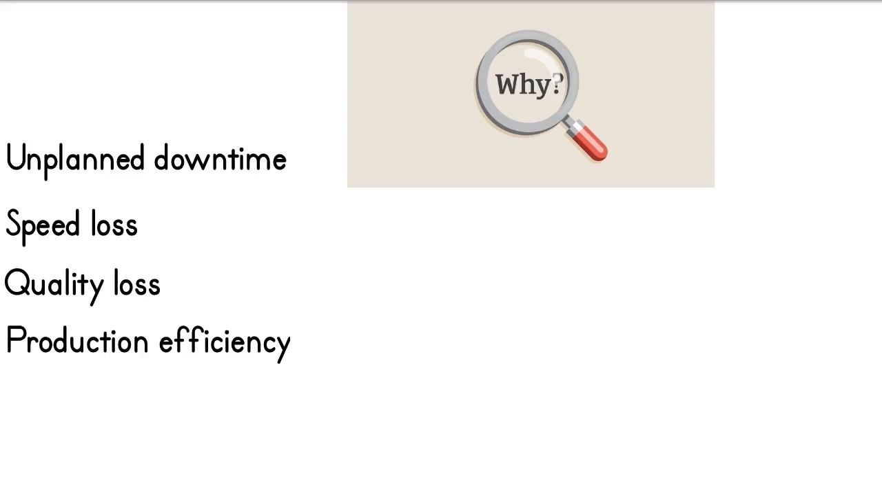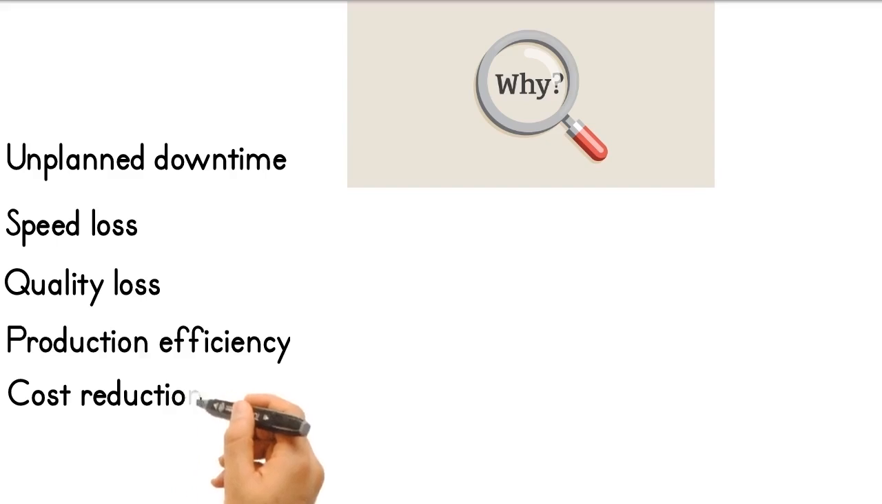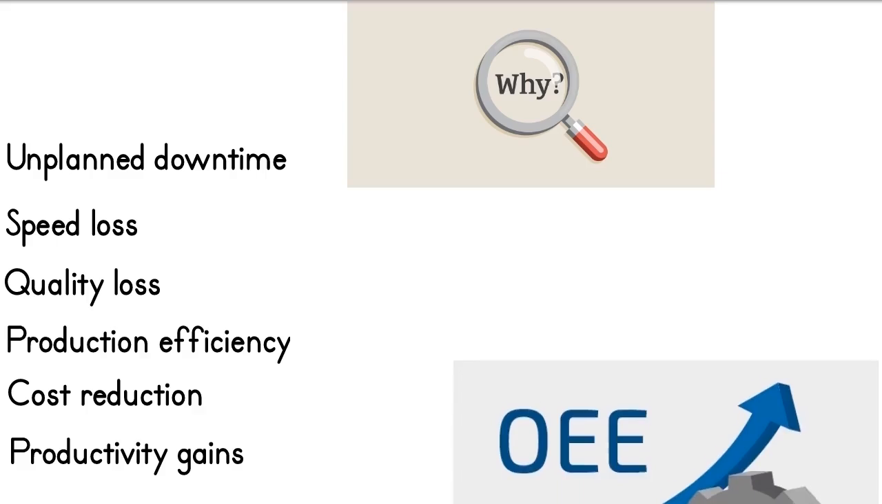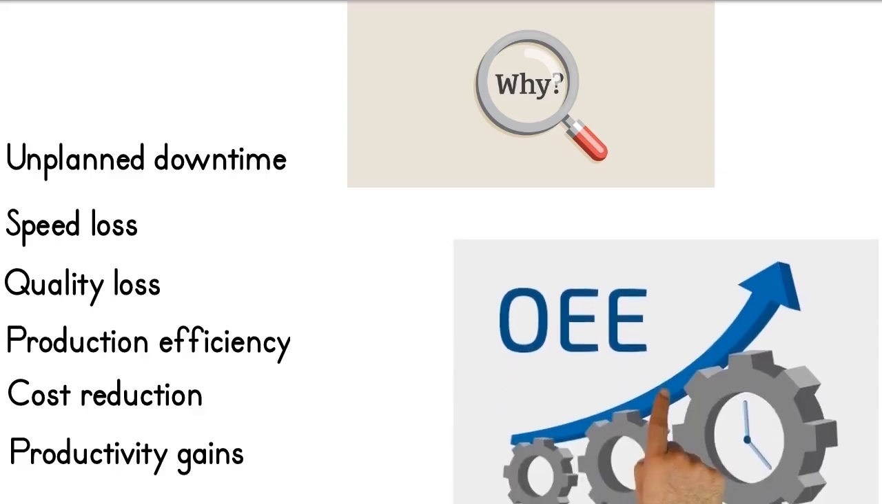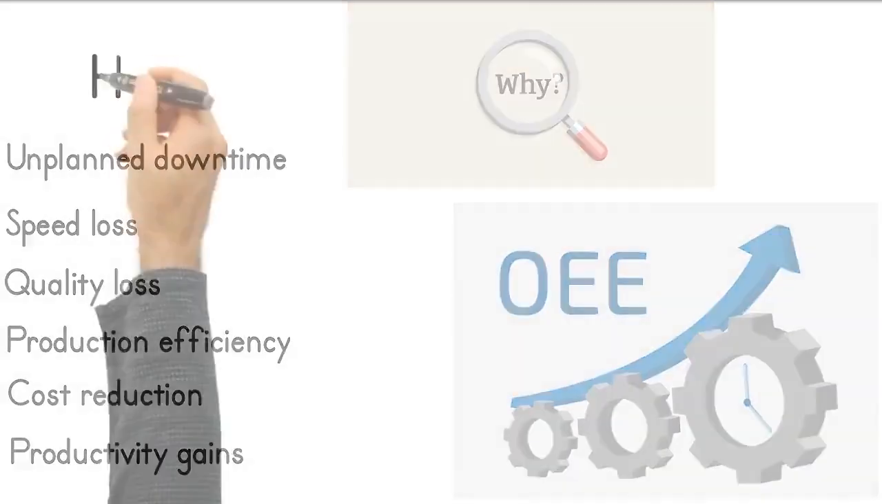Cost reduction: optimizing equipment performance helps reduce unnecessary costs related to waste, energy, and labor. Productivity gains: improved OEE leads to higher throughput, more output with the same resources. In summary, OEE is essential for improving both the operational performance and profitability of manufacturing processes.